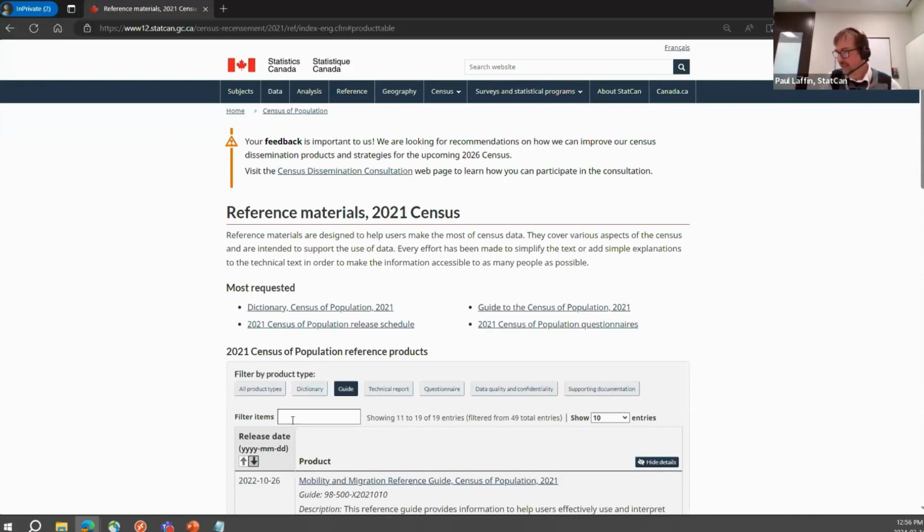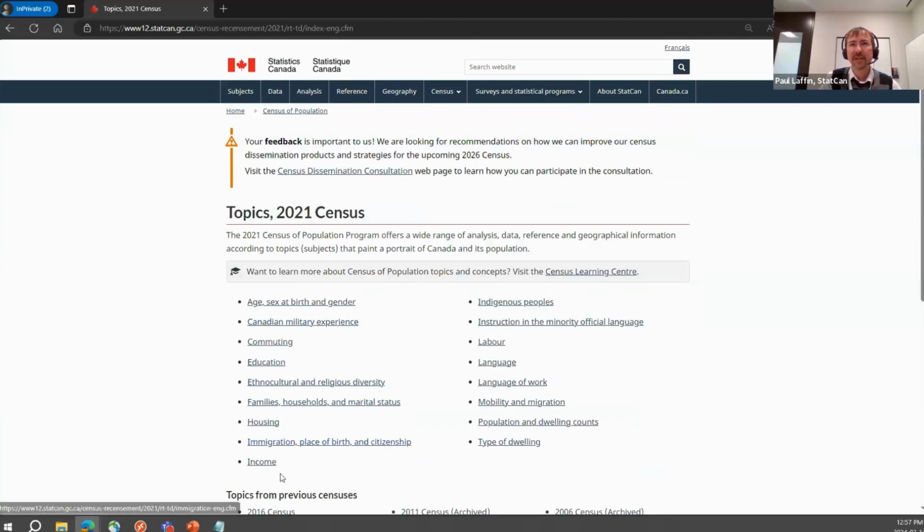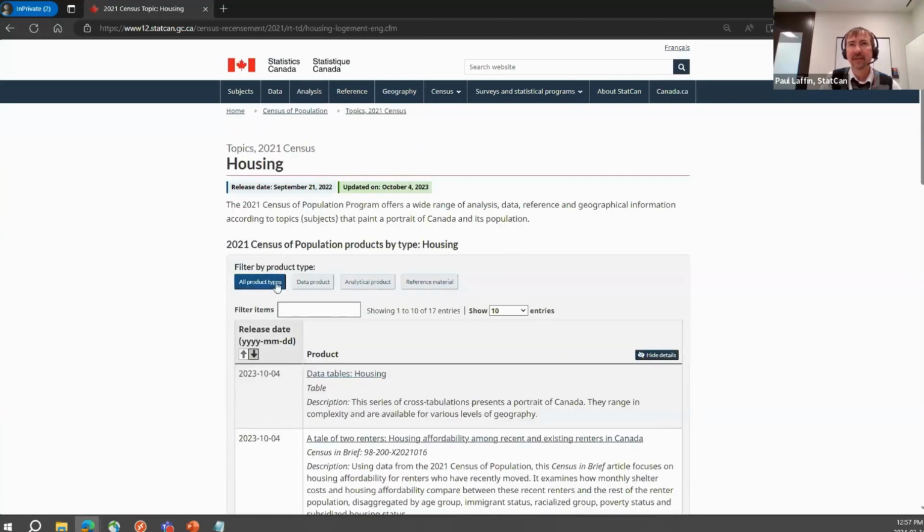So I'm going to go back to the census main page, and I'm going to click on census topics. So the topic we're studying today is housing. So click on housing and I could filter by all products. So I could see there's 17 products related to housing, or I could just click on data products.